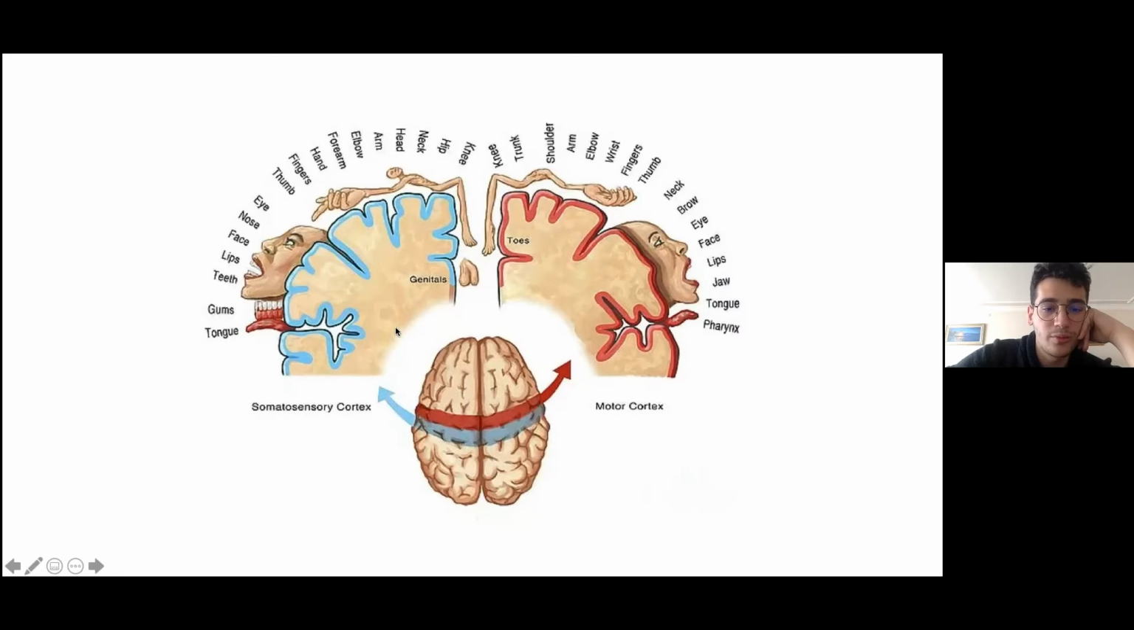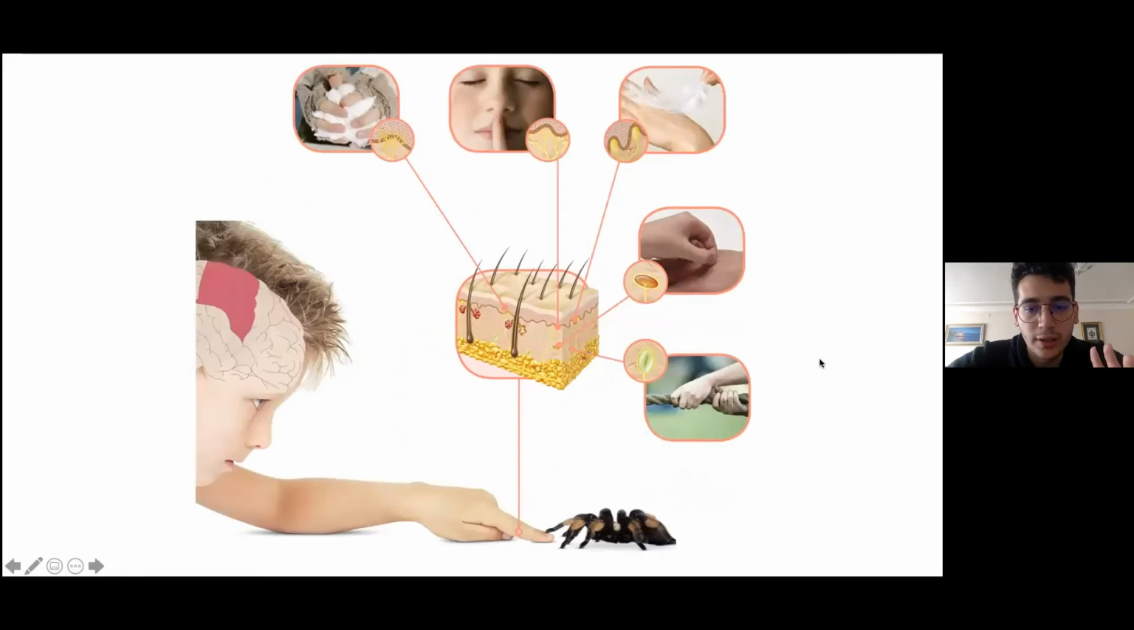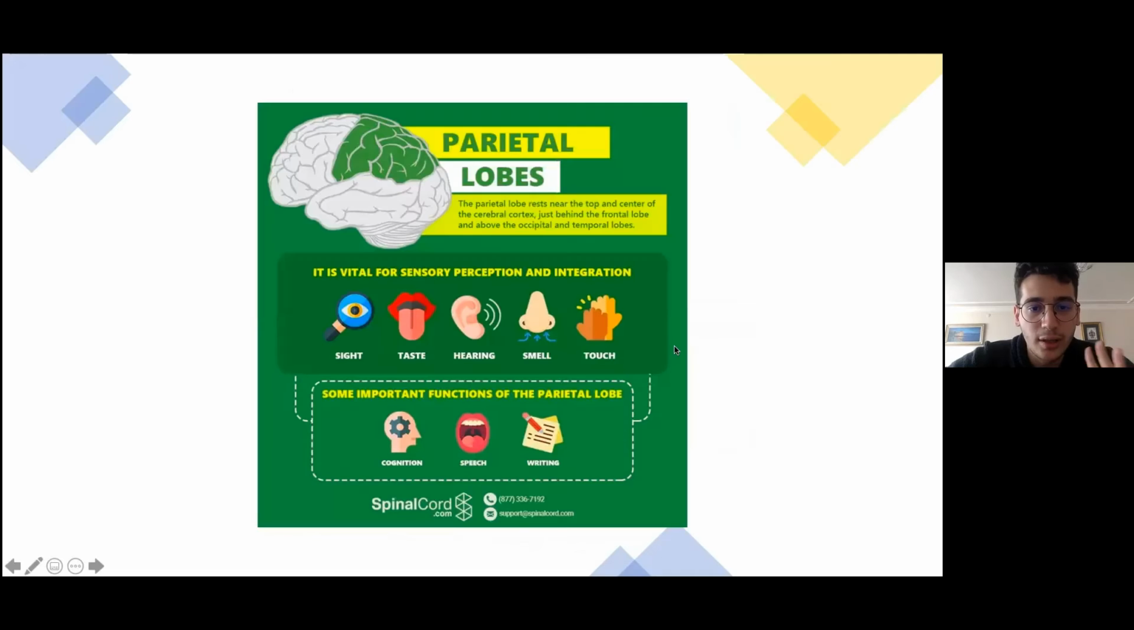And it's about the problem with sensory. So the parietal lobe is responsible for touch. There are lots of responsibilities that the parietal lobe has, but touch is the most important one.